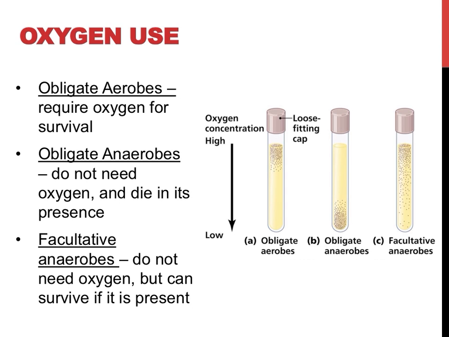Some organisms find oxygen toxic. It kills them, just like humans find carbon monoxide toxic. These organisms are referred to as obligate anaerobes. The only difference between this term and the last is the an. As a reminder, a or an in front of a word means not or without. They are required not to have oxygen. Finally, some organisms fall in the middle. They don't need oxygen to survive, but they do just fine with it. They are referred to as facultative anaerobes or facultative aerobes.